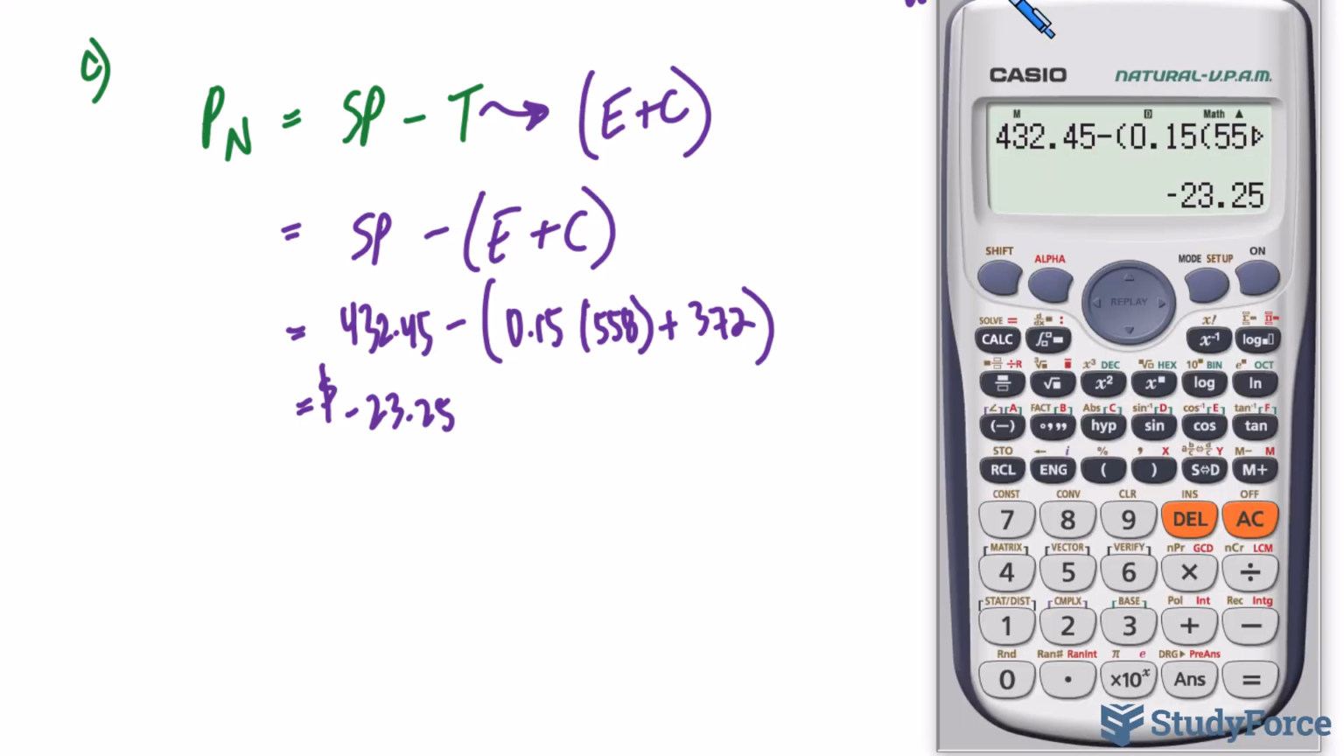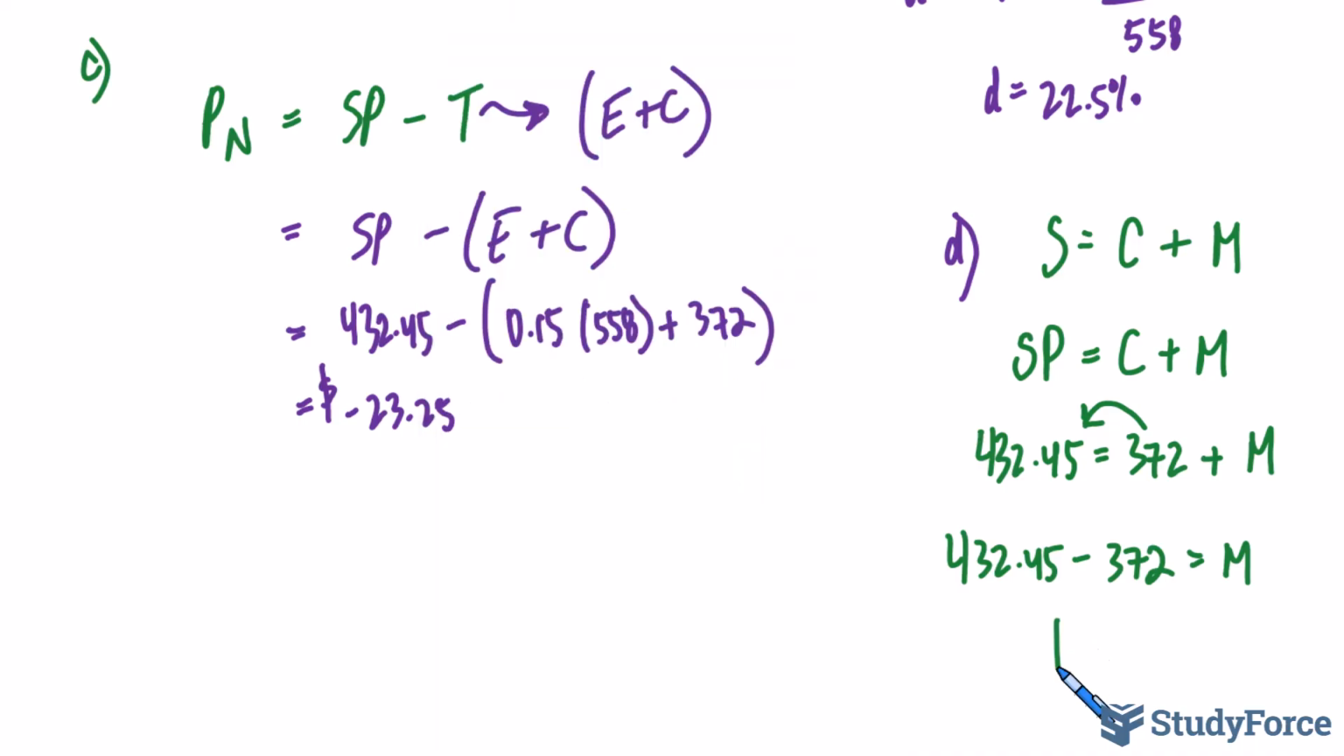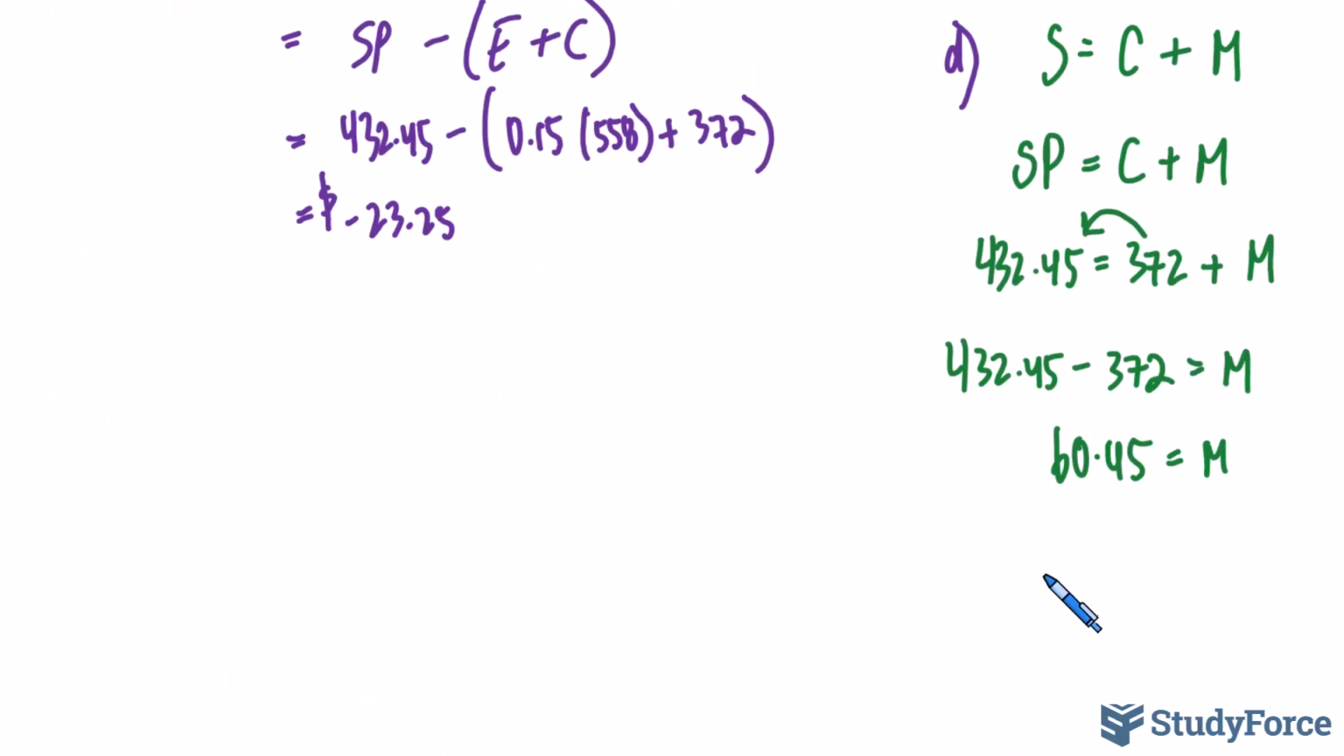So let's do one thing at a time. Take 432.45, subtract from that 372. Our markup is 60.45 after the sale price. And they are asking for the rate of markup based on cost. So it will be R sub C times your cost is equal to your markup. Your markup will represent a portion of the cost. Our markup is 60.45. Our cost is 372, and R sub C is what we're looking for.